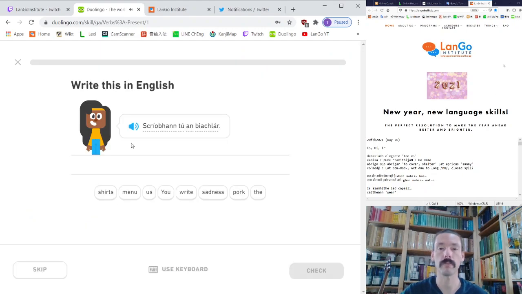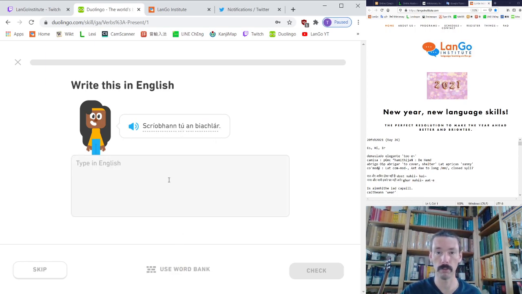Verbs. Skriven tú an bíochláir. Verb comes first. Write. Then subject, you. The newspaper. Let's use our keyboard. Not newspaper, but menu. You write the menu.